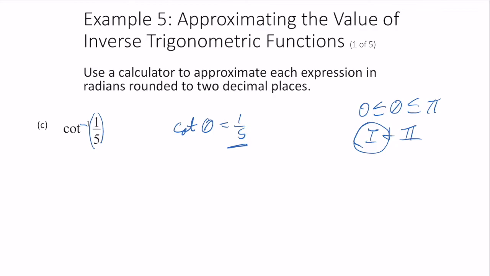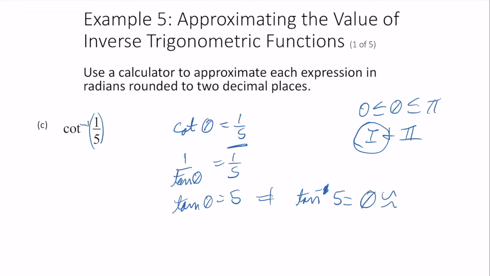Cotangent is 1 over tangent, again using our trig identities. This is going to simplify down to tan of theta is 5. So I rewrite this as an inverse where it's arctan of 5 is theta. And we'll get about 1.37.